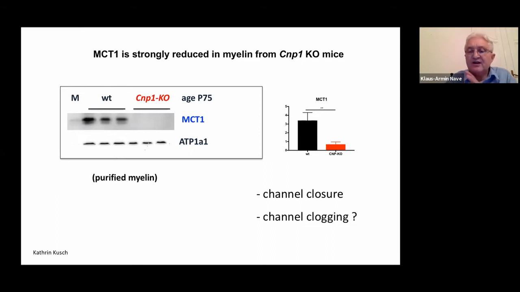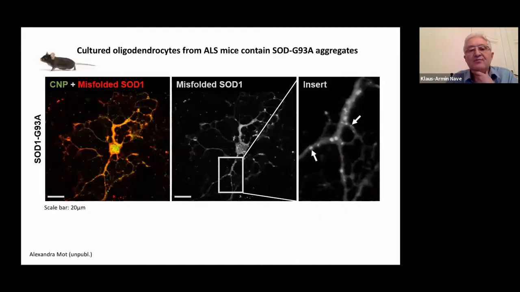Now, we are not only having a channel closure problem like in the CNP knockout, we also have a potential channel clogging problem. I would like to discuss this with you by looking at another disease model which is better known to you, namely the ALS mice, where the disease is, for example, genetically caused by SOD aggregation. And you may know this model in which a mutant form of SOD forms aggregates, not only in motor neurons.